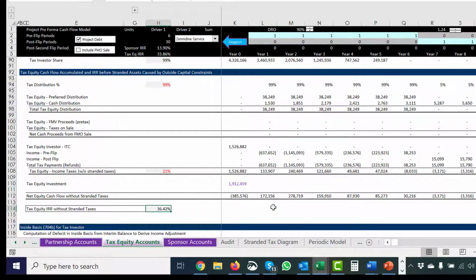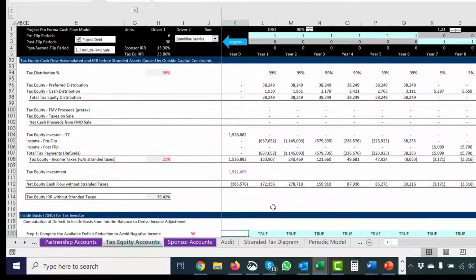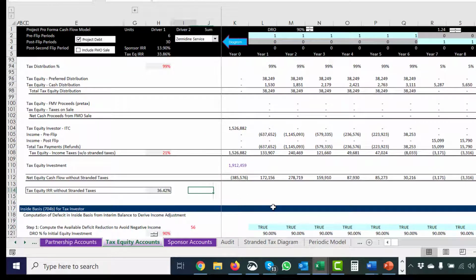This tax equity IRR, remember, this is purely the amount of investment. You don't have to worry about all the interest at the project level or back leverage because these are already adjusted for that. Remember, our preferred distribution was adjusted for it. And then we have this number.